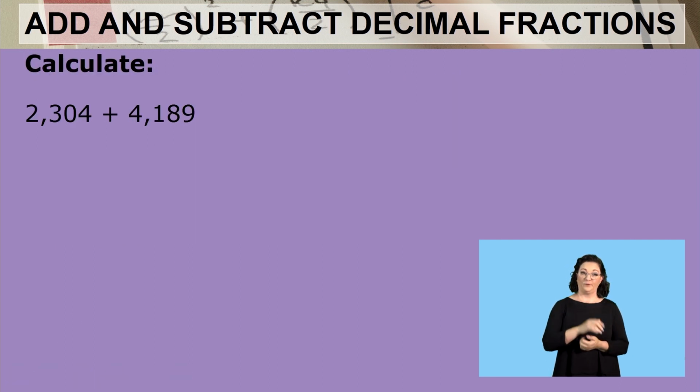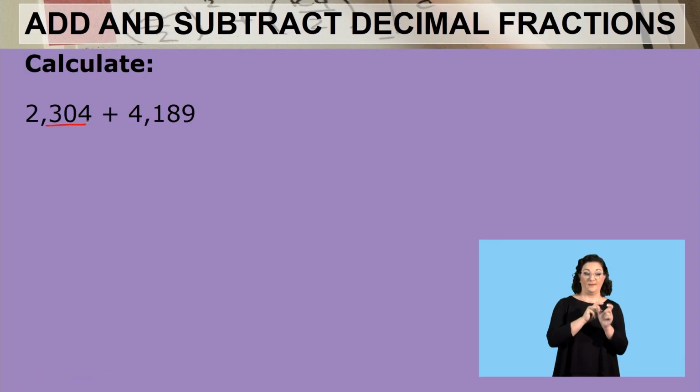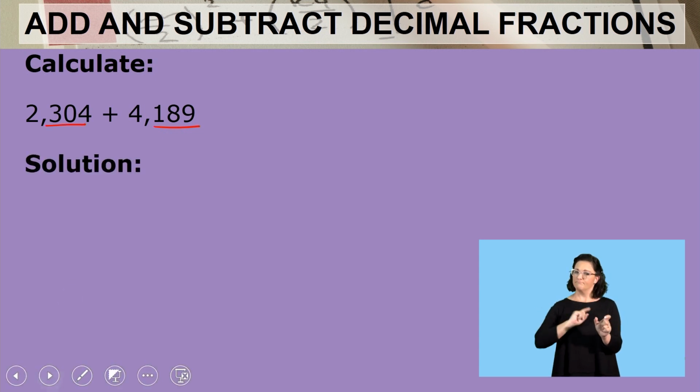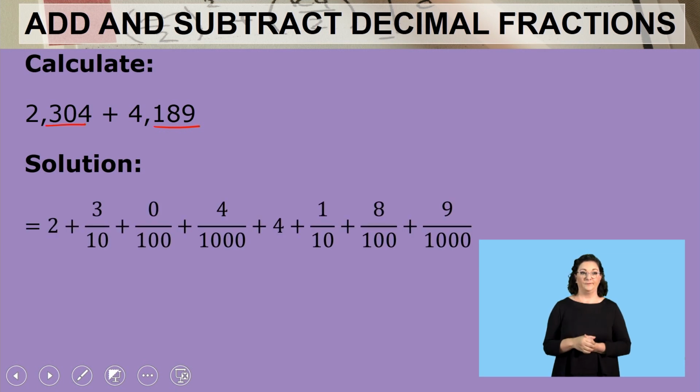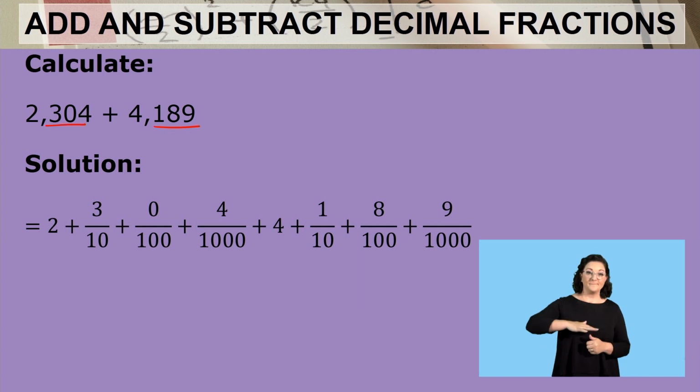Calculate 2,304 plus 4,189. This is what we want to check first: 3 decimals and 3 decimals, so we can add. Makes sense. Now, the solution would be, we want to break this down according to their place value and write it in place value notation.